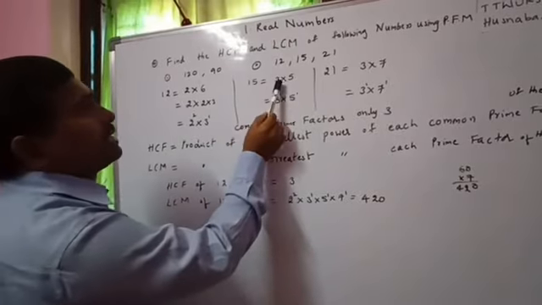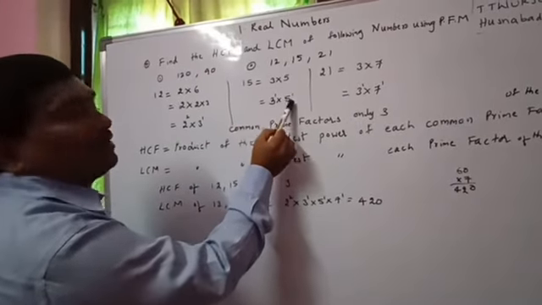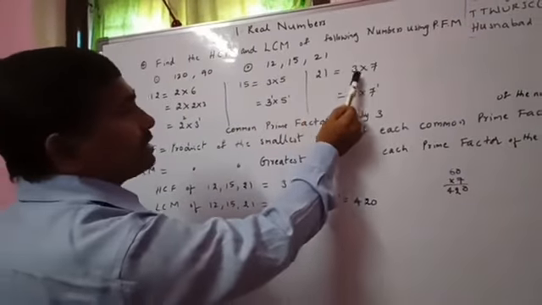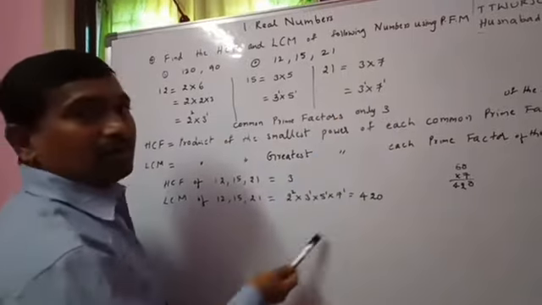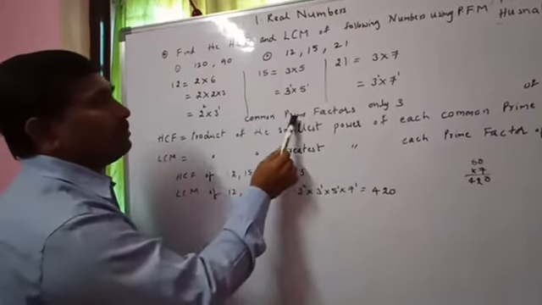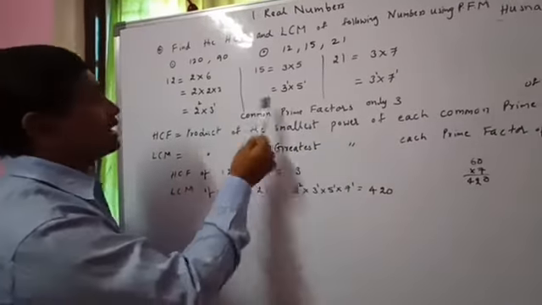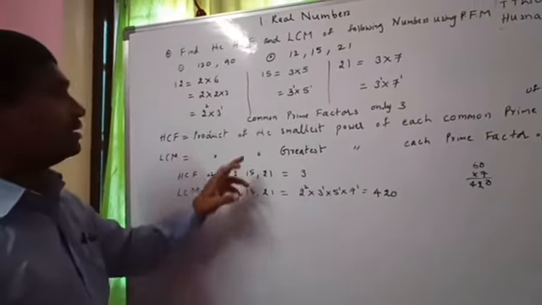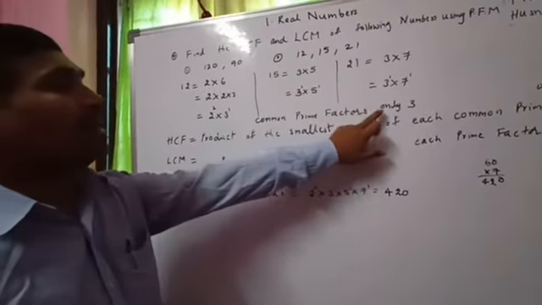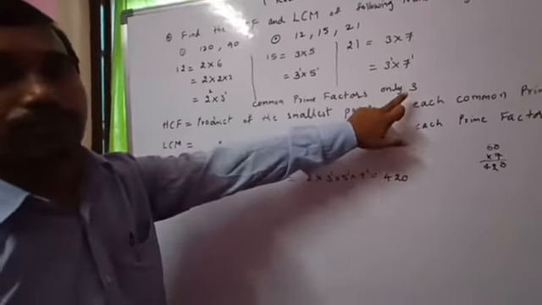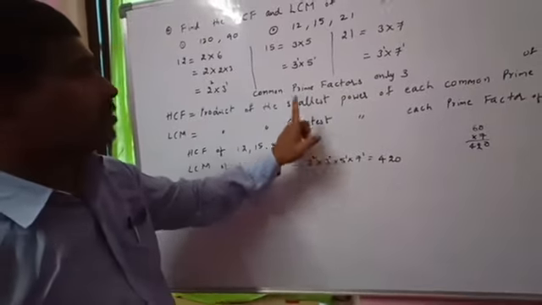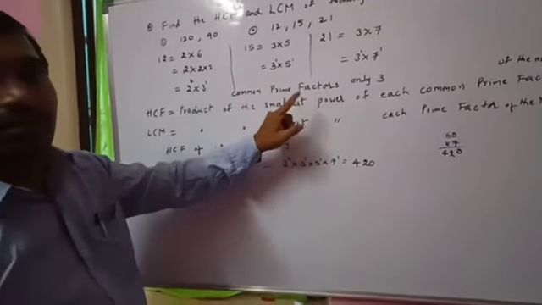Here 15 can be written as 3 into 5: 3 power 1, 5 power 1. 21 can be written as 3 sevens are 21: 3 power 1, 7 power 1. Common prime factors. What are the common prime factors? Here only 3 is the common prime factor. Okay, there is only one common prime factor.